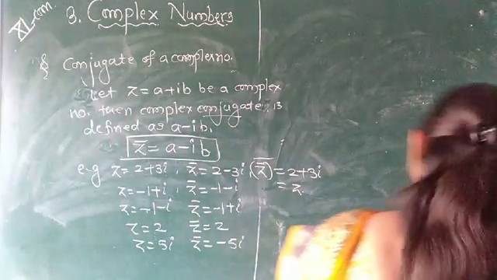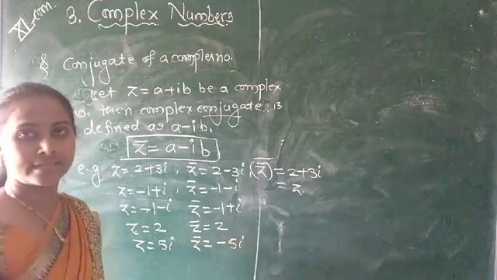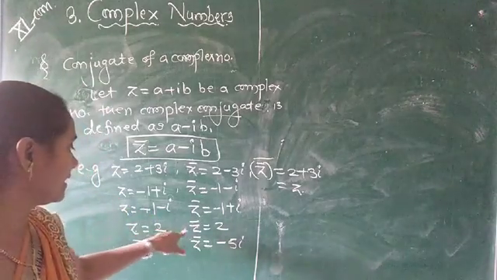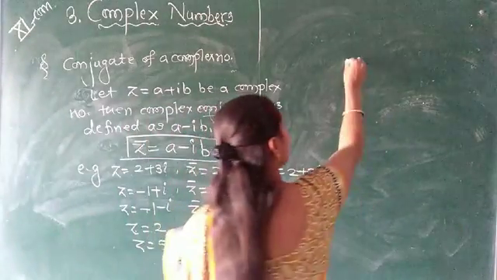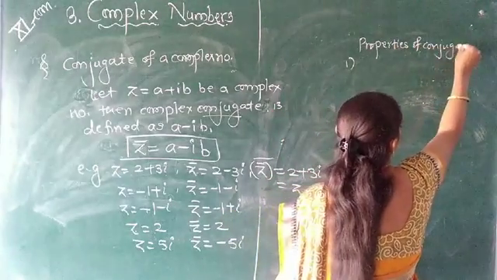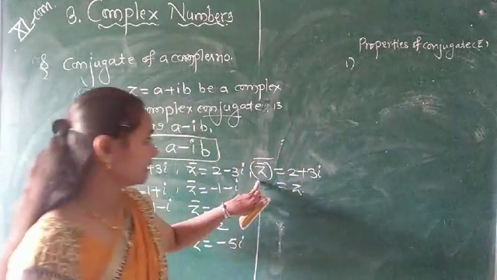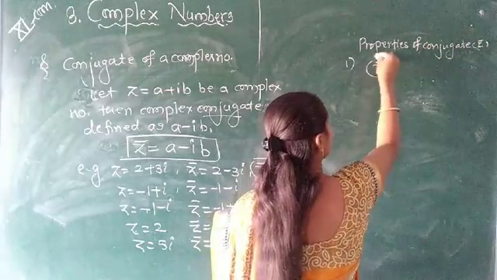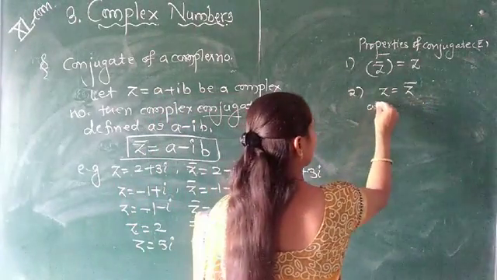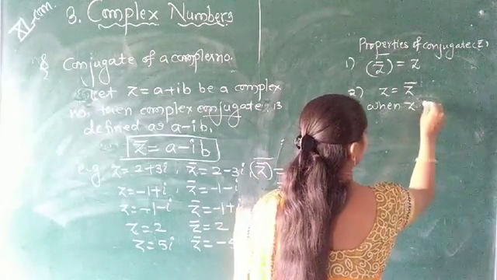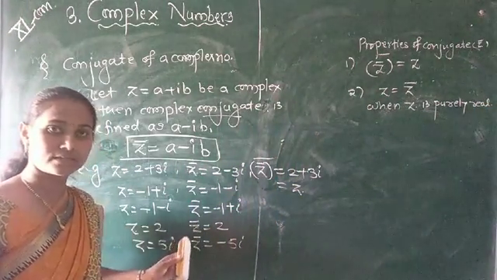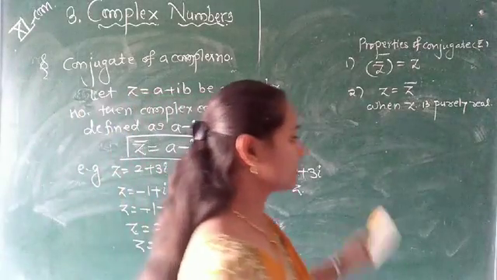Now see here, when z and z bar are the same, that is, the complex number and its complex conjugate are the same, then our complex number is purely real. Properties of conjugate, that is z bar. First property: if we take the conjugate 2 times, then we will get the complex number. Next, second: z is equal to z bar, where z is purely real. Z means the complex number. The complex number and its conjugate are the same when the given complex number is purely real. These are the properties of complex conjugate.